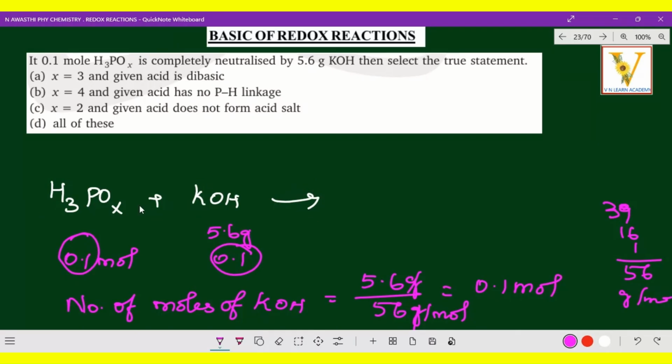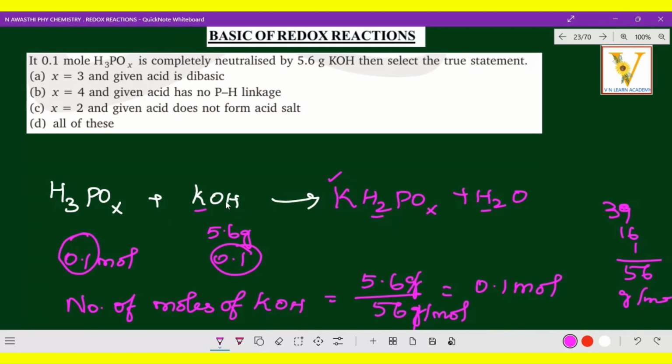That means balancing will be easy for us. Now what is the salt you will be getting? KH2POx plus H2O. So this is a product. How many oxygens are there? How many hydrogens are there? And how many potassium? Potassium is only one, so only one potassium is available. H2, how many are here? H3 plus 1, 4 it is there. So here 2 plus here 2, 4 is available.